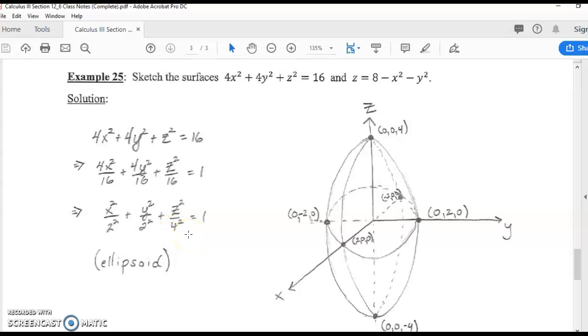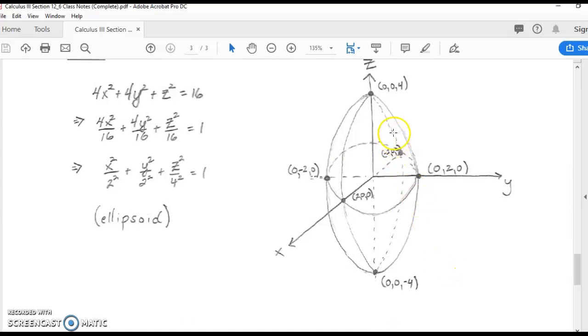Which means that on the x-axis, I'm going to have intercepts of (2, 0, 0) and (-2, 0, 0), right? X could be 2 and minus 2 for this to equal 1 when y and z are 0. Y can also be 2 and minus 2 for this to equal 1 when x and z are 0. And z would be 4 and minus 4 when x and y are 0. So those are its intercepts. And then you can see that.